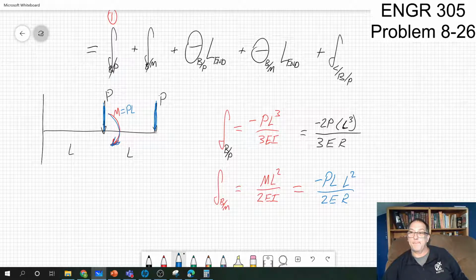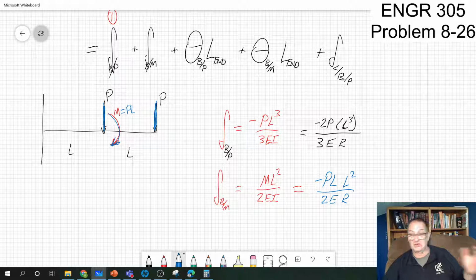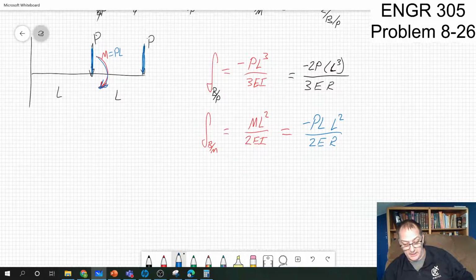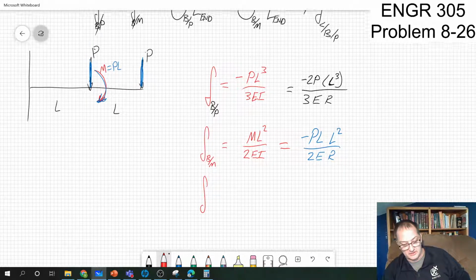Now you can see my units work out. I got a PL cubed over 2ER. Here I've got a minus 2/3 PL cubed over ER. So that's kind of okay, my units are working out. Okay, let's keep plugging away. I'm going back to red because these aren't necessarily correct.